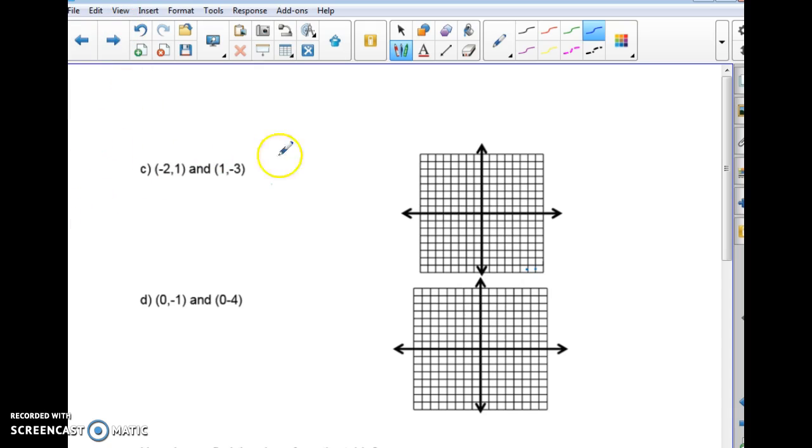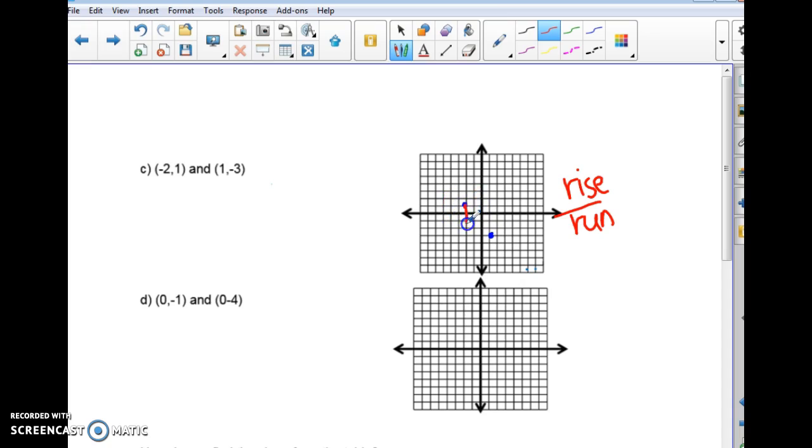We're almost done. So let's graph it first. Negative 2, positive 1, 1, negative 3. Okay, so I'm going to start from the left side to the right side. So I'm going to go from here to here. I'm going to start from here. We got to go rise over run. How much is rising? You go 1, 2, 3, 4. This time we're not going up, we're going down.